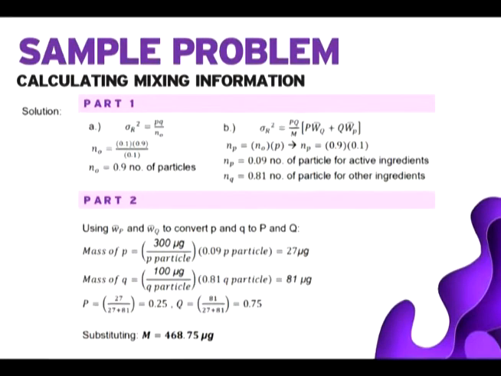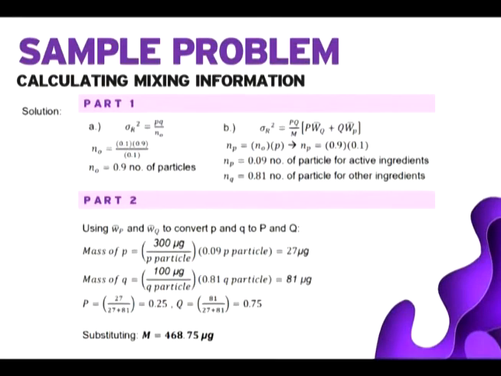So what we first did here is that we calculated the mass of p and q by multiplying the mean masses by number of particles with its number of particles for each ingredient. So we got the value of our mass of P, which is equal to 27 micrograms, and our mass of Q, which is equal to 81 micrograms. So since we already have our mass of P and Q, we then use that to calculate our mass fraction. So our P is then equal to 0.25 and our Q is equal to 0.75.